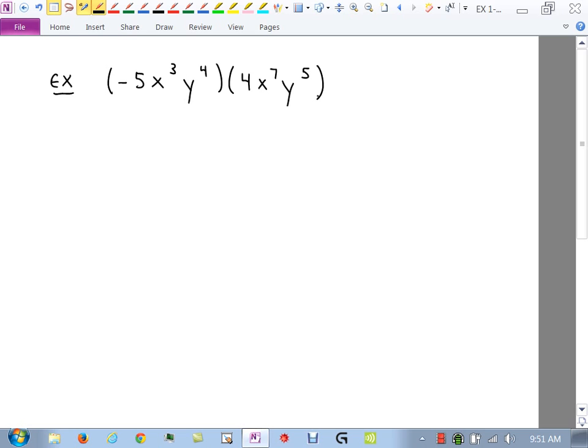Now that looks bad, but let's just get our head around what's going on here. What are the operations between this negative 5, the x cubed, and the y to the 4th? Multiplication, right? What's the operation in the other parenthesis, everything between the 4, x to the 7th, and y to the 5th? Multiplication also, right? What's the operation between the two sets of parentheses? Multiplication. Since everything is multiplication, I don't technically need these parentheses.